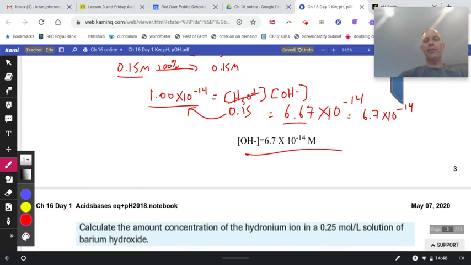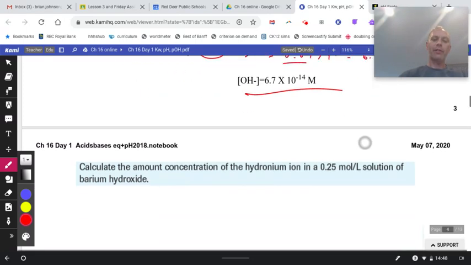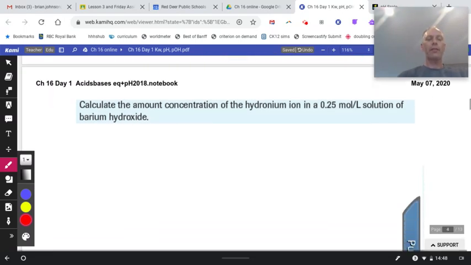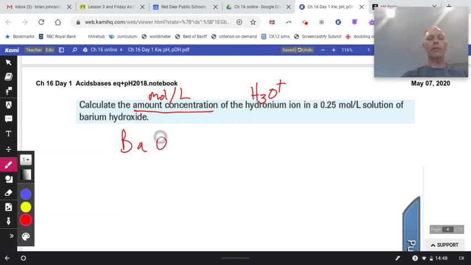Oh, shoot, I just didn't scroll down far enough. There it was. Okay, second example. Calculate the amount concentration, or the moles per liter, of hydronium ions in 0.25 mole per liter barium hydroxide. This one's a little tricky because barium hydroxide is Ba(OH)2. So when it dissociates, we get 2 hydroxides.